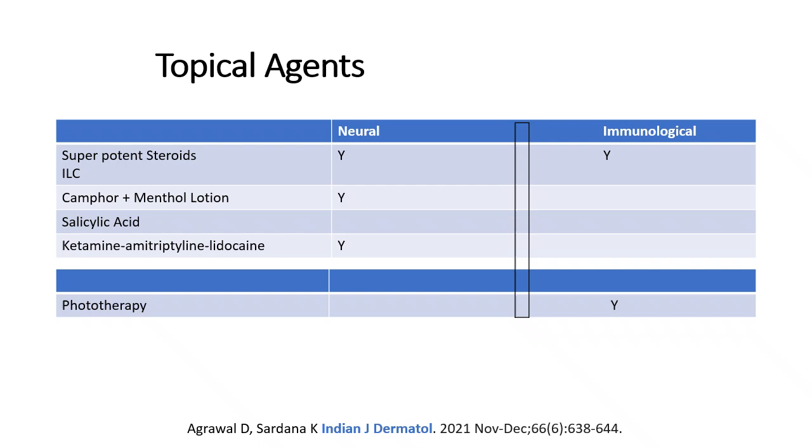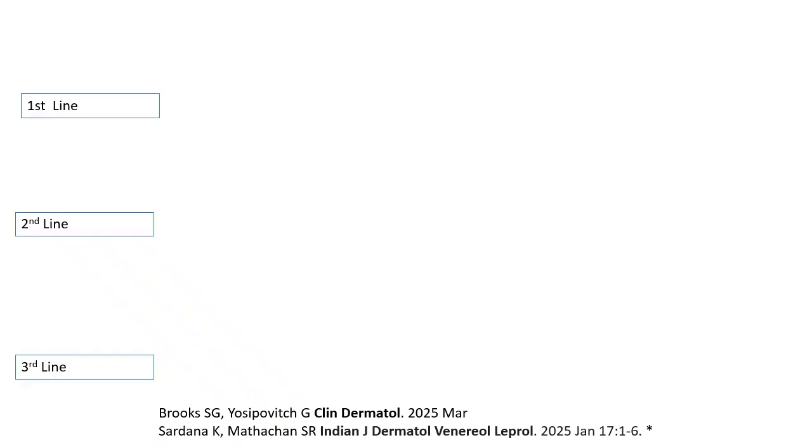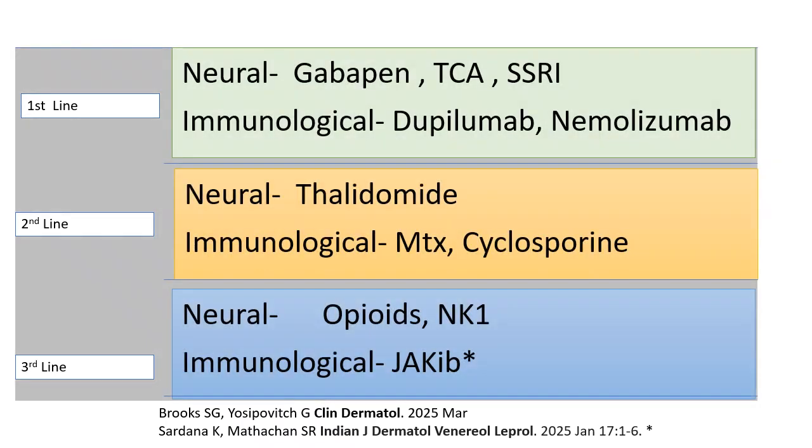Now, these agents work very well for localized disorders, but for generalized prurigo nodularis, one needs systemic therapy. And I'm going to show you the first, second, third line based on one of our papers published recently, and of course, a review article by Brooks et al. published recently. So in the first line, you have neural agents, gabapentin and its variants. You've got cyclic antidepressants, pretty effective drugs. Some of them are very effective, for example, amitriptyline. Immunological, dupilumab and nemolizumab, I know they may not seem relevant in our country, but they have been FDA approved.